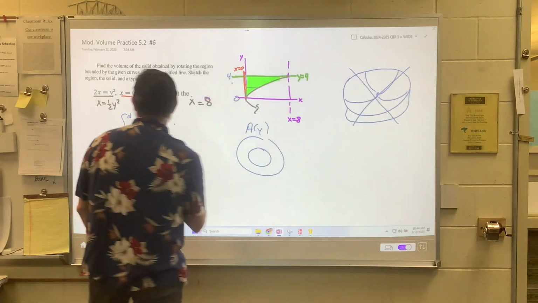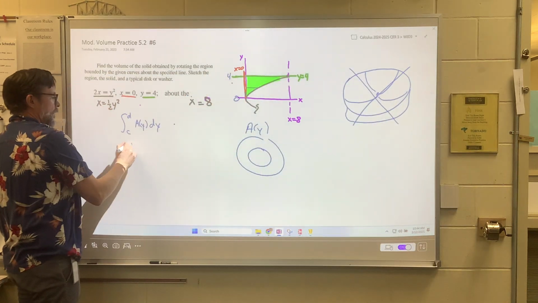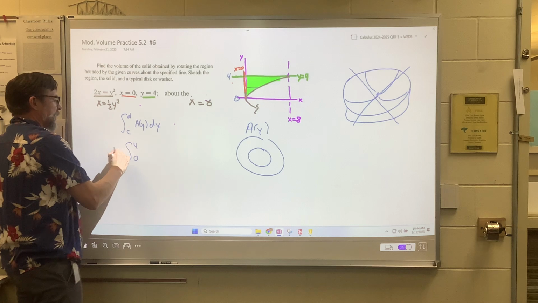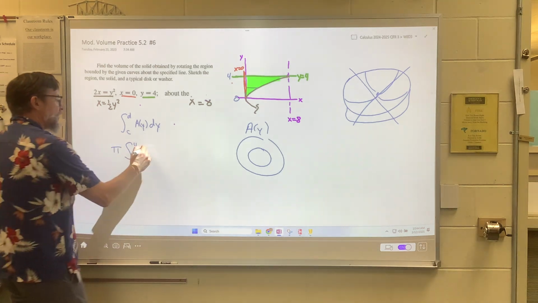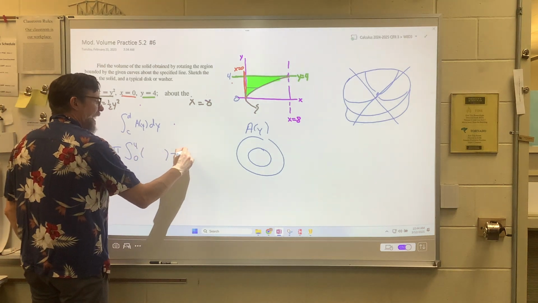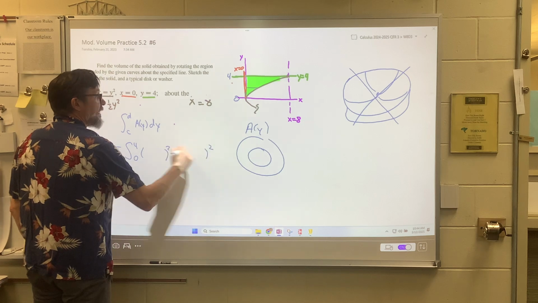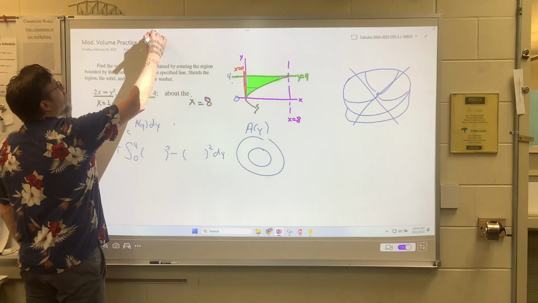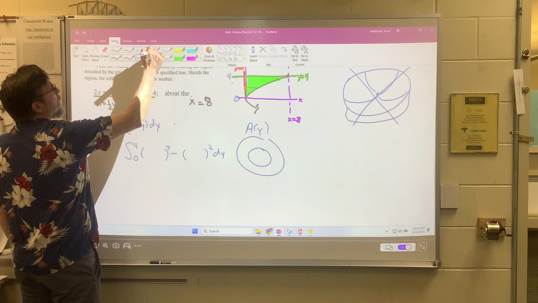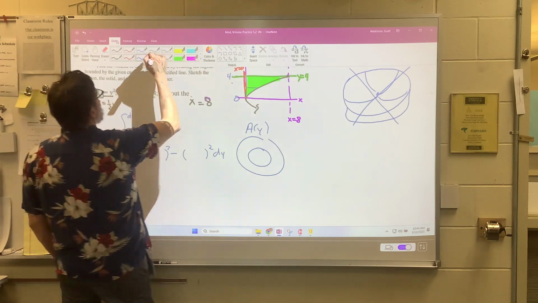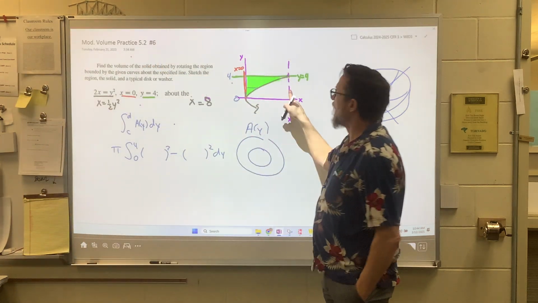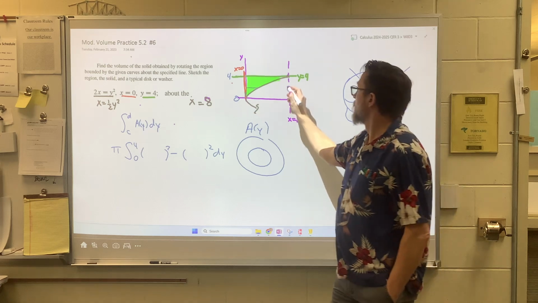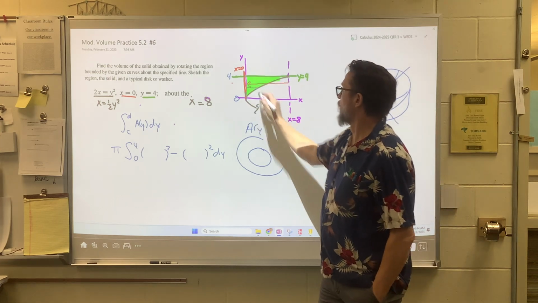So everybody, it is 0 to 4. It is 0 to 4. Guys, I'm going to put the pi outside right away. It is R outer squared minus R inner squared dy. I'm going to use my, what color have I used? Red. Everybody, the outside radius is the easy one. It's from 8 to 0.